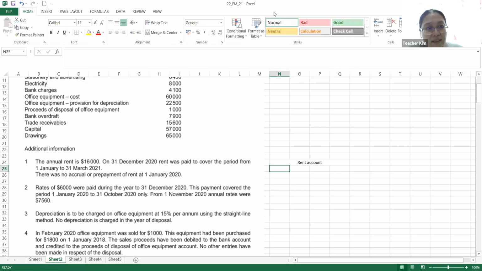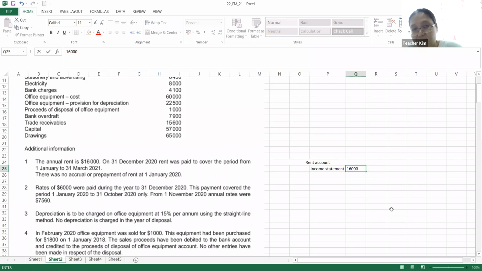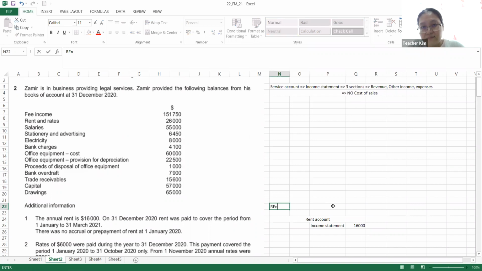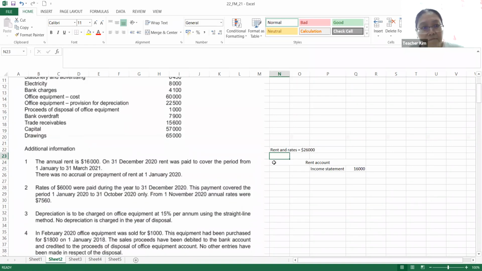This rent account, they say that the annual rent is 16,000. This information indicates to us that our income statement amount in the rent account is 16,000. But in here, rent and rate is 26,000. Okay, and on 31st December, this is end of the month already.